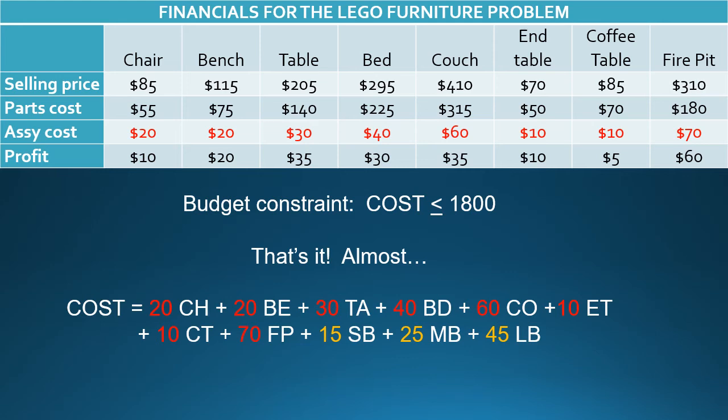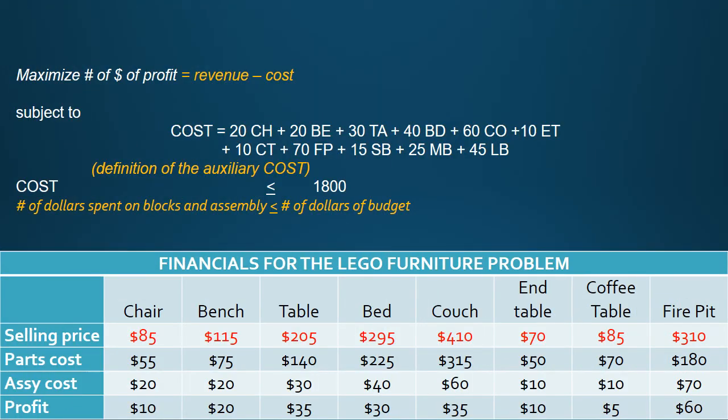Now, it's messy to write that, but once you've got that expression, you can now use cost anywhere in the program you want. So I can now write this constraint for cost, and then write my budget constraint simply cost less than or equal to $1,800. All that's left is my objective, which is revenue minus cost. Well, cost is just the cost variable I just defined.